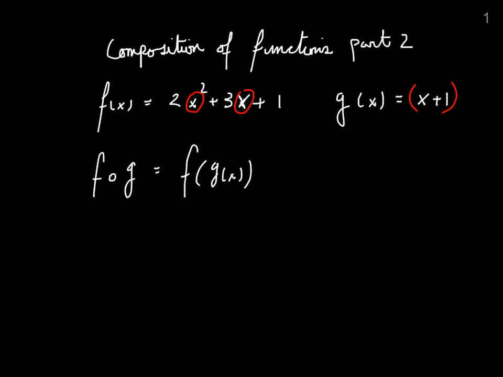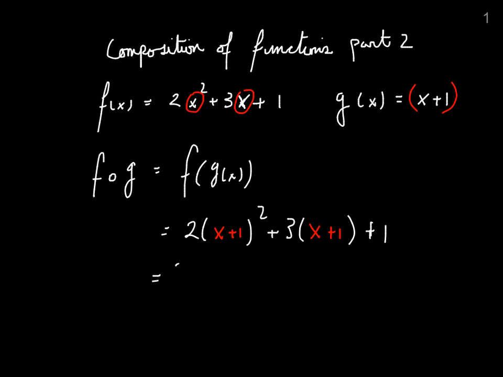What that looks like is 2 times bracket x plus 1 squared plus 3 times x plus 1 plus 1. So notice that everywhere where there was an x in my f, I've now replaced it by a pair of brackets, and inside my brackets I've stuck the function g of x, which happens to be x plus 1. So once I've done that, I just expand everything and then simplify as much as possible.